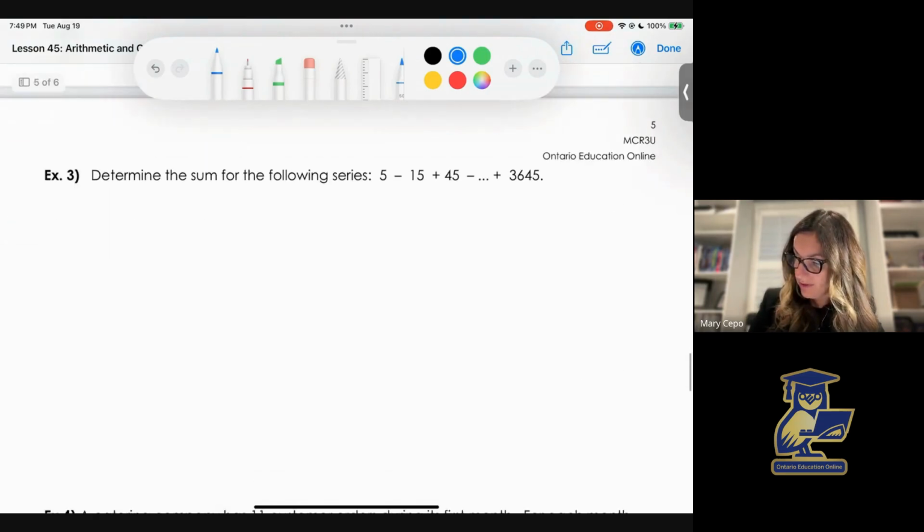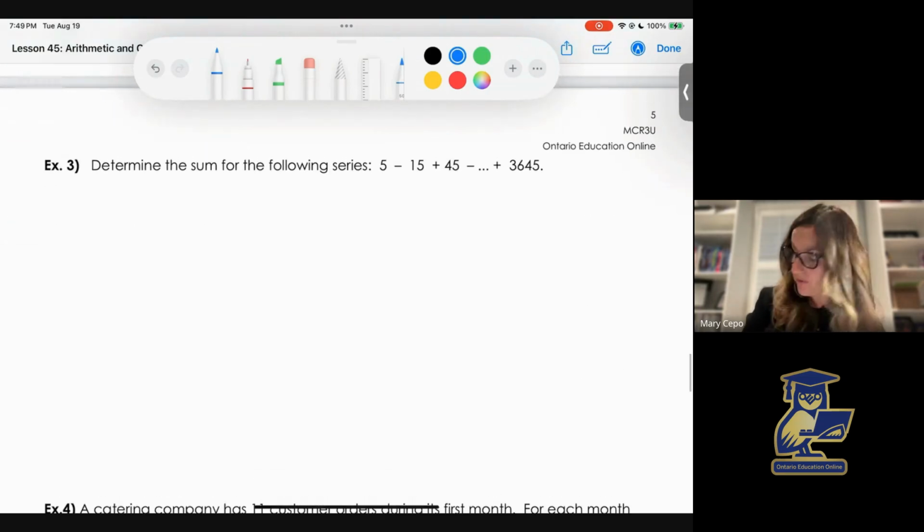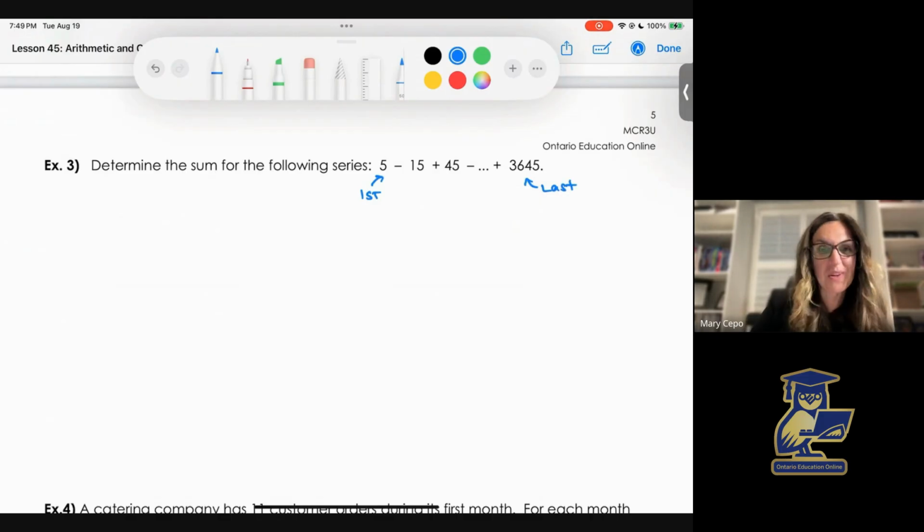Okay, so determine the sum of the following series. This is a perfect example. We have the first and we have the last, but we don't know how many terms we have in the series. So again, you always have to determine that first. You need to know how many terms you have before you get the sum of all of them.